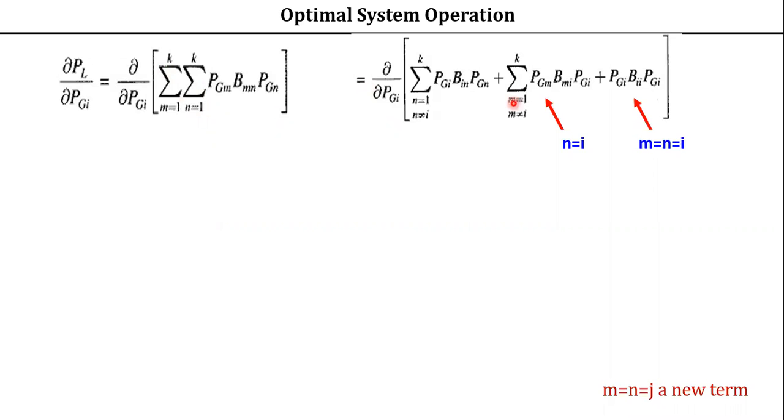The outer summation will be there as it is. But n is equal to I, what does it become? PGM, BMI, PGI. That means n is equal to I, isn't it? So only for one element we are taking n is equal to I, but this outer summation will be there. So it will become PGM, BMI, PGI. Similarly, how are we going to get this term? Can anyone tell? Can anyone tell how we got this term?